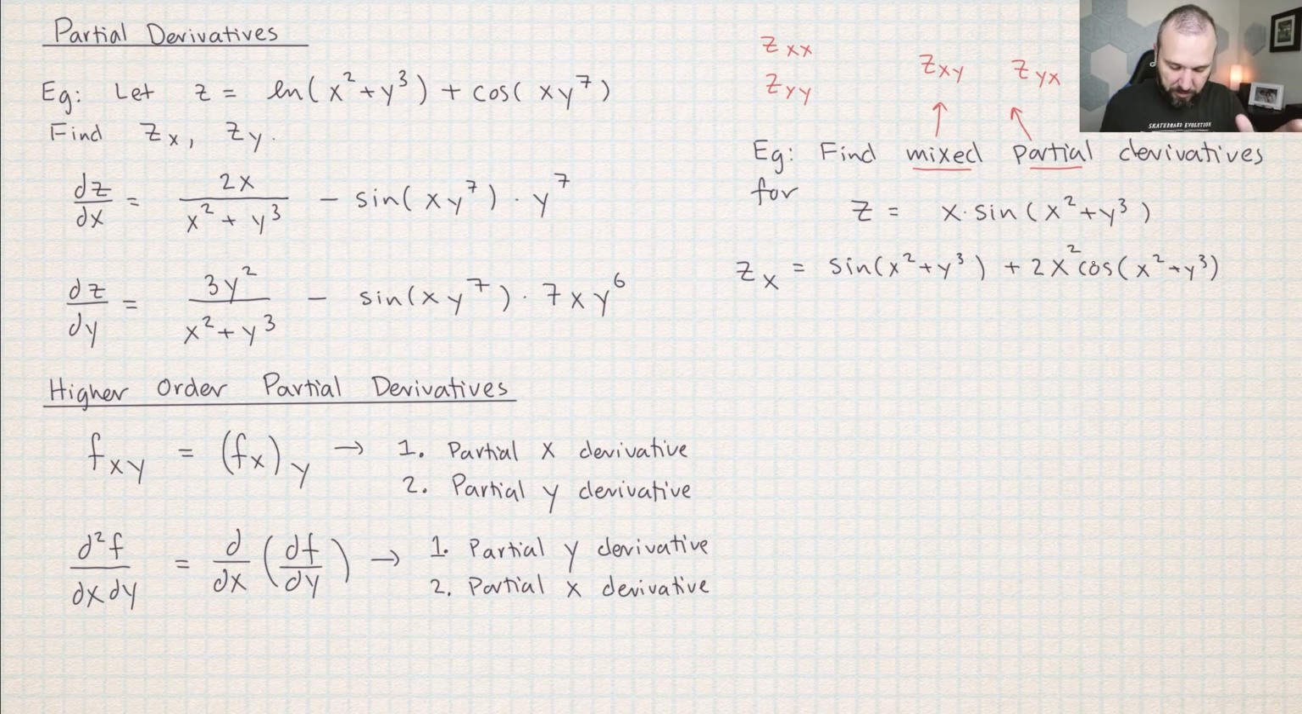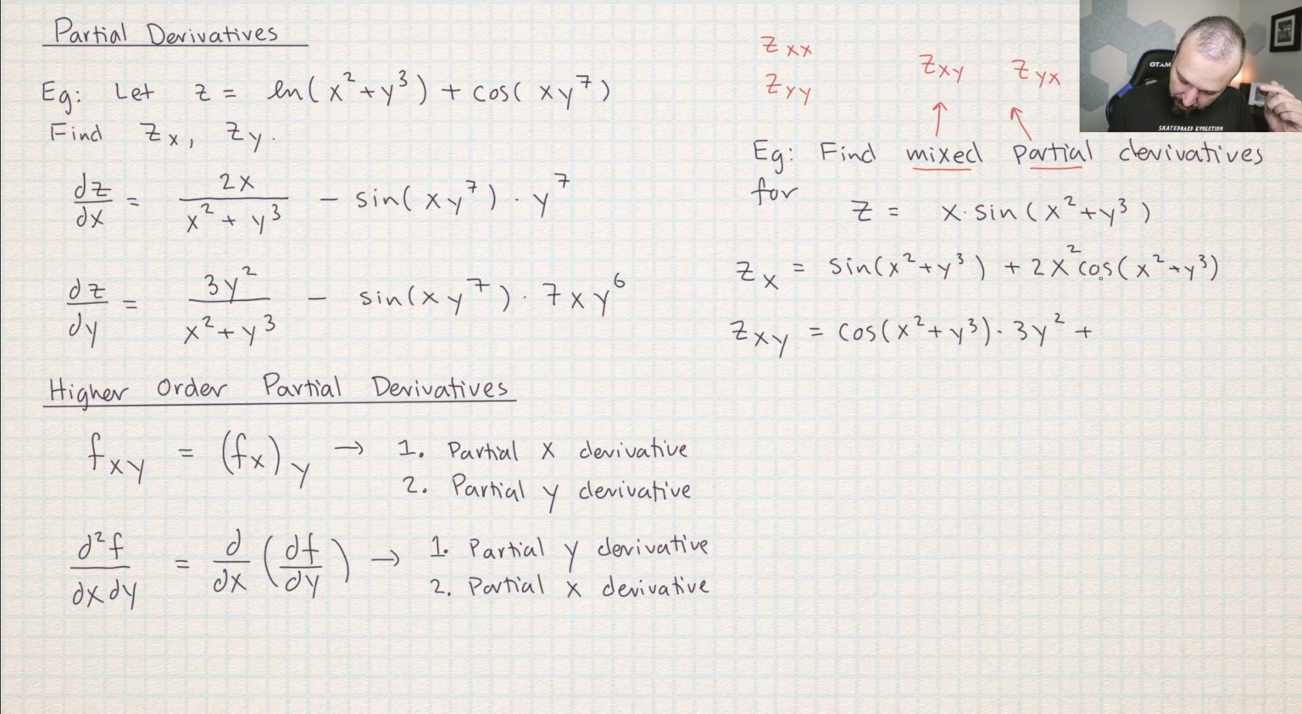All right, so I'm calculating z sub xy. So now I've got z sub x. Now I need to take the y partial derivative of this. So here I have a y on the inside of the sine. So the derivative of sine is cosine. Then you leave the inside alone. And then you multiply by the derivative of the inside. So now this is going to be 3y squared.